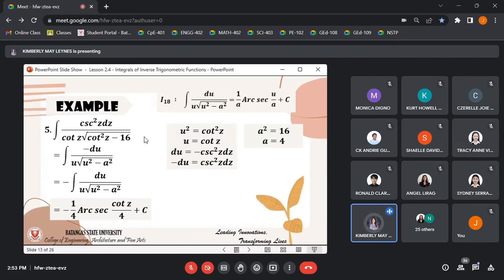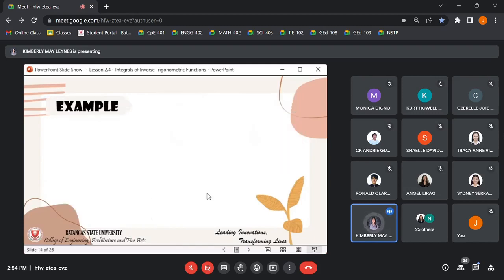Okay, so, tandaan lang po, laging assign muna natin ang magiging value natin for u squared, a squared, u, and du para makuha yung ating pong integrand na applicable yung ating formula. Question po sa example number 5. Okay, so I think wala pong question.